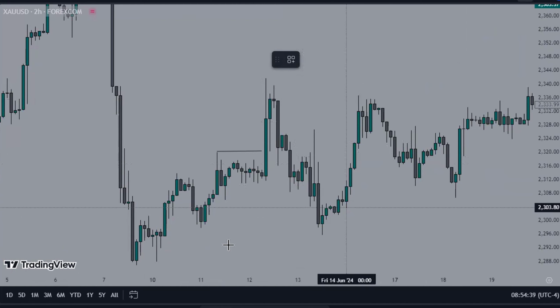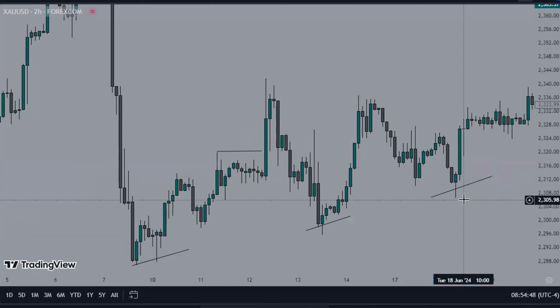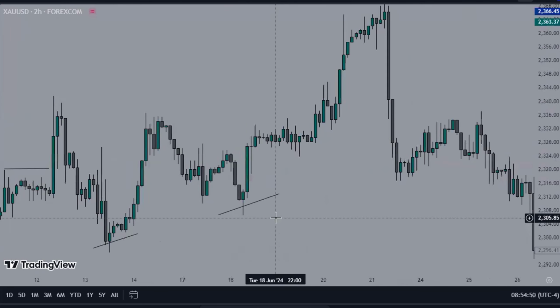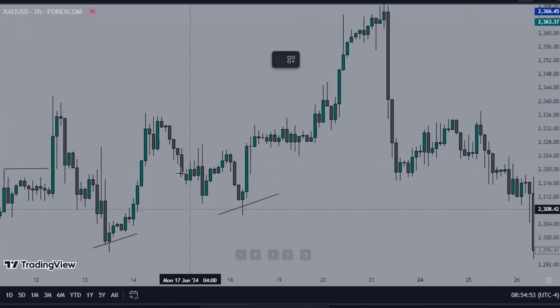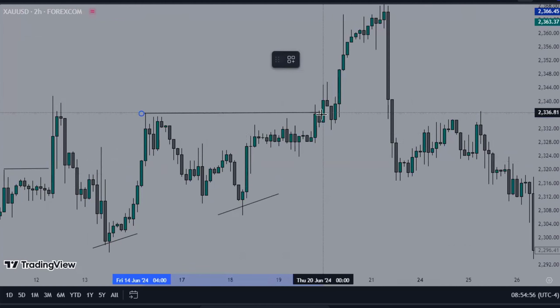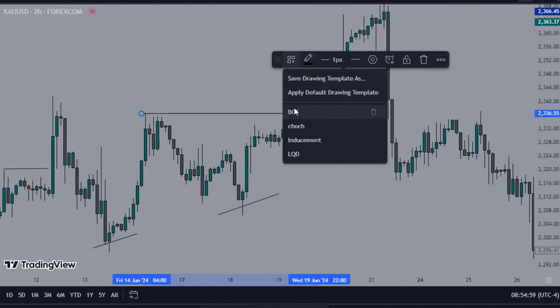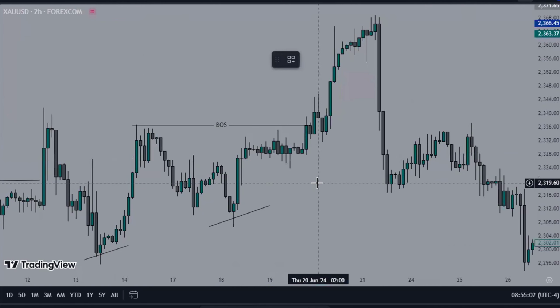You can see here, that's a break of a higher low. You can see another, sorry, we have a higher low there. We have a higher low here. We have another higher low here. So the lows just keep forming and they keep going in ascending order. They keep going up and up and up, and structure keeps breaking to the upside. Right here, we have a break of structure. Beautiful, right? Let's label that break of structure.